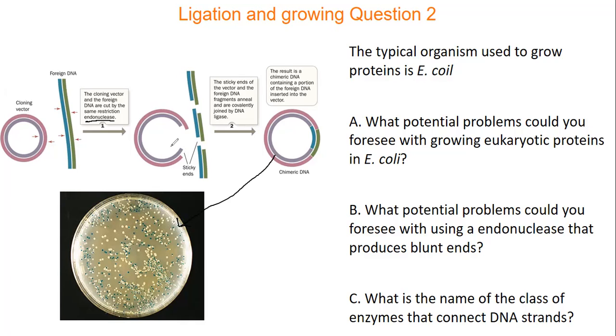Now, usually when we grow eukaryotic proteins, we choose E. coli as our system. Can anyone think of what problems we could incur if we grow eukaryotic proteins in E. coli? Or another way to put that is, what are the differences between eukaryotic proteins and prokaryotic proteins? What complications are there?